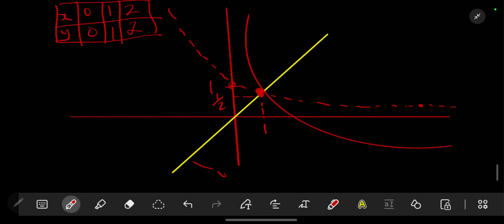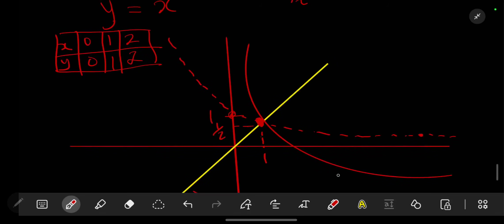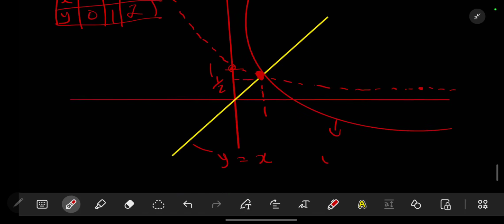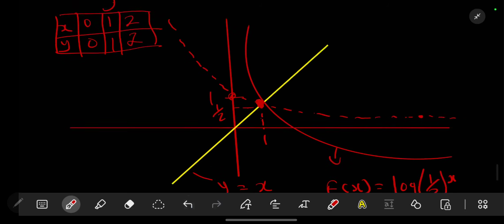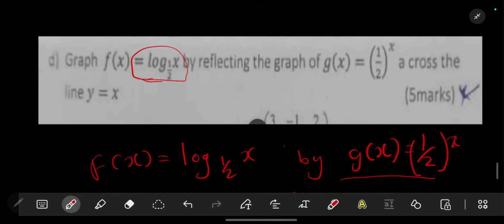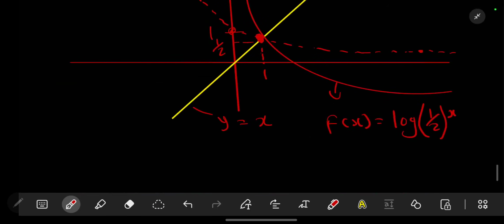So this one is our y should be equal to our x. This one is our y is equal to, is it f of x? This is f of x is equal to the log of half of our x.